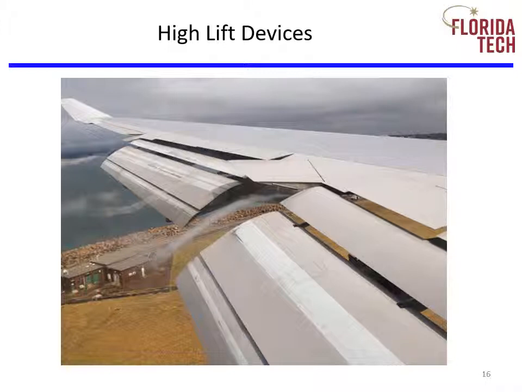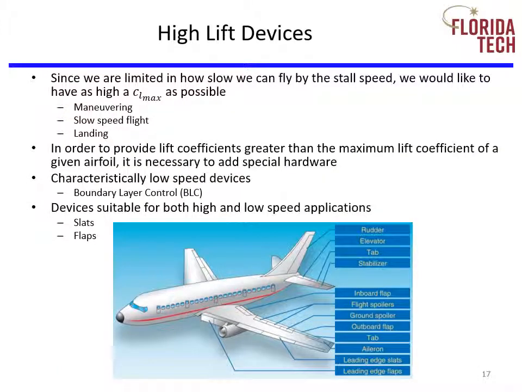Next, we'll cover high lift devices. Since we are limited in how slow we can fly by the stall speed, it should be clear from the previous equation that we would like to have as high a CL max as possible. Maneuvering, slow speed flight, and landing all require high lift coefficients. Basically, high lift devices are used to increase CL max. In order to provide lift coefficients greater than the maximum lift coefficient of a given airfoil, it is necessary to resort to special hardware.